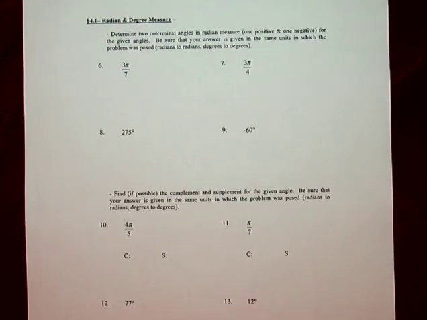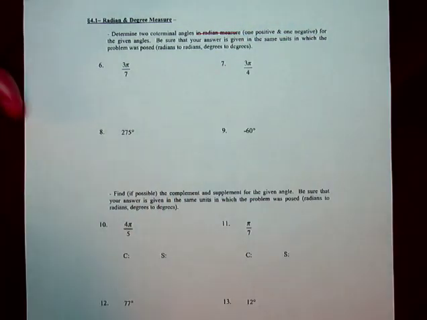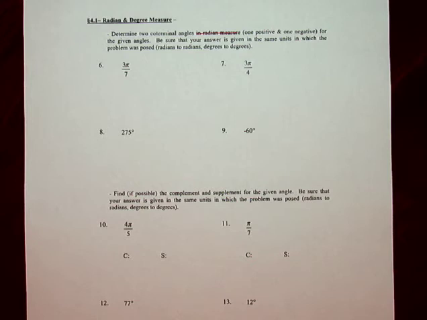This one says, determine 2 coterminal angles in radian measure, one positive, one negative, for the given angle. Be sure that your answer is given in the same units. Okay, so obviously I cut and pasted a little bit and forgot to get rid of that, because in the second sentence it says be sure that your answer is given in the same units in which the problem is posed, radians to radians, degrees to degrees.